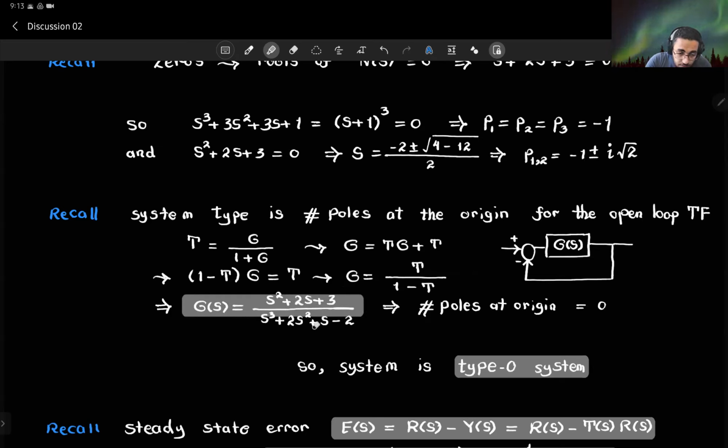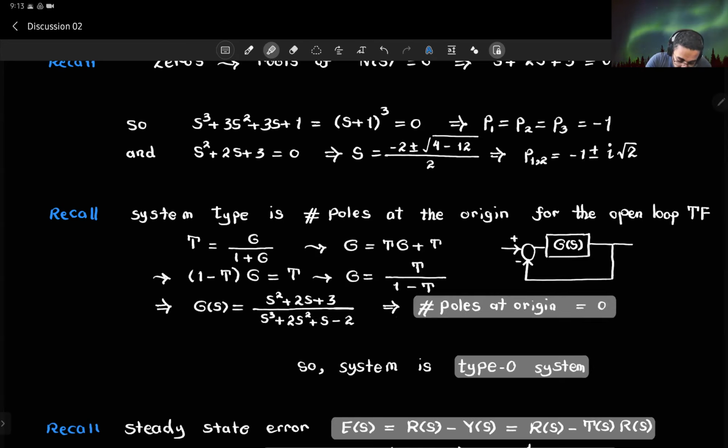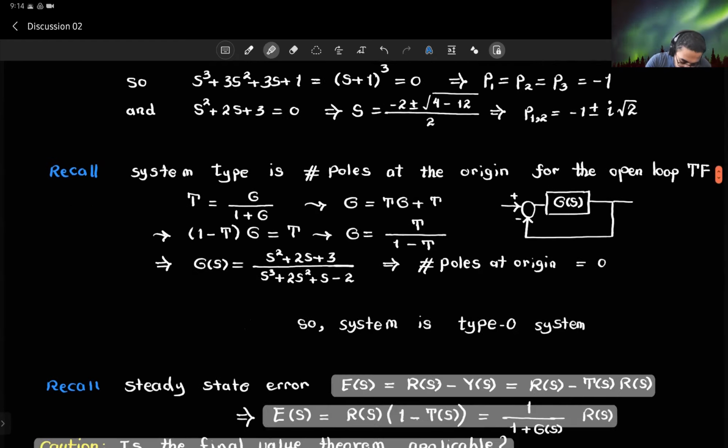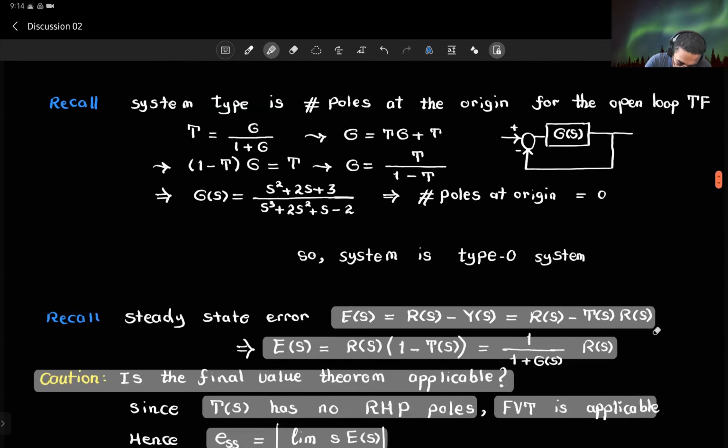And we see that this expression does not have any poles at the origin, right? It does not have any poles at the origin, which means the number of poles is 0, which means that the system is a type 0 system. If we had one pole at the origin for the open loop transfer function, then we say that this is a type 1 system. If 2, it's a type 2 system, and so on. Any questions?